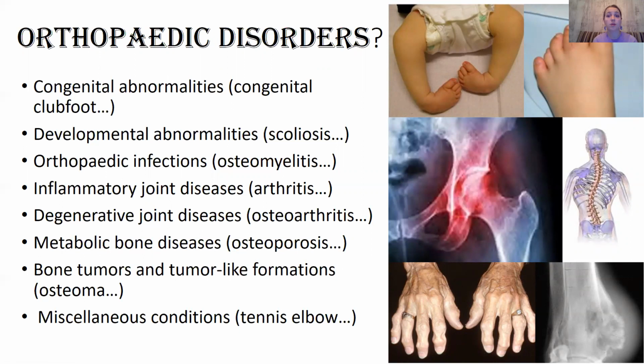Metabolic bone disease, osteoporosis, is a very severe problem of older people. Bone tumors and tumor-like formations, and of course miscellaneous conditions like tennis elbow, synovitis, tendinitis. It's all orthopedic disorders.